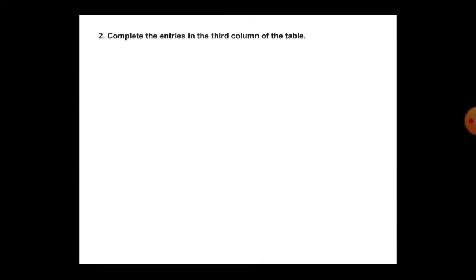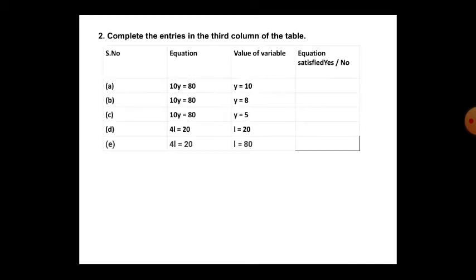Now complete the entries in the third column of the table. See here, first they have given the equation, that is 10y equals 80. Here they used the symbol, variable and also number. So it is called equation 10y equals 80. Value of variable: for the variable y they have given values. So you have to substitute those values in that equation and find whether that equation is satisfied or not.